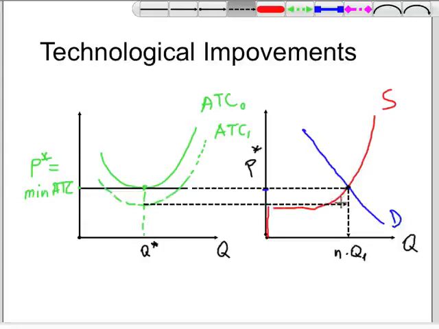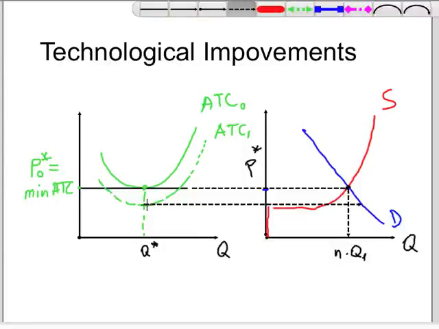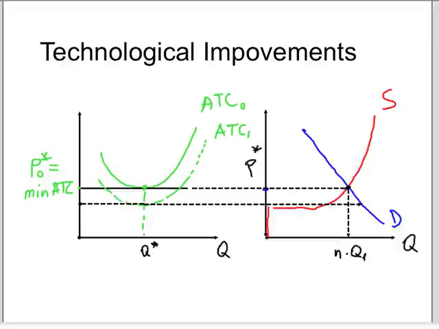And it will stop increasing when the price drops down to this level. I don't want it to drop below the shutdown point, so it seems like I made it. So if this is our new minimum average total cost point, and that was our minimum average total cost 0, here we have minimum average total cost 1.